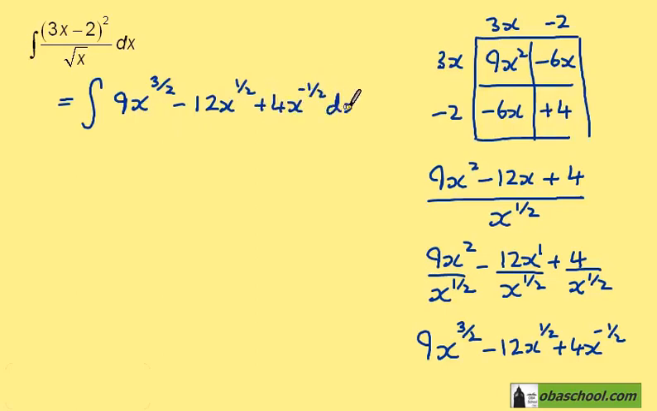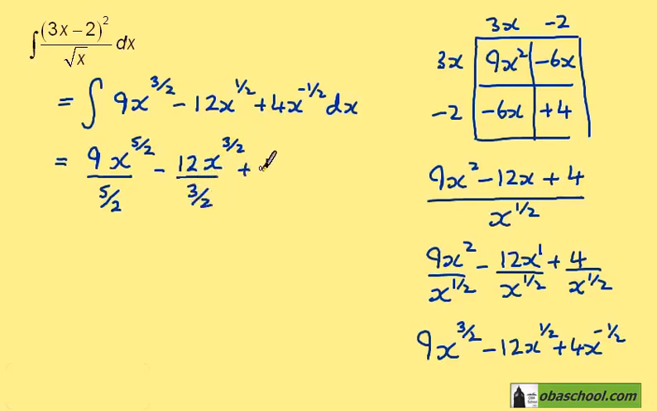We take each term in turn. So increase the power by 1 and divide by the new power. Write down the 12, increase the power by 1, and divide by the new power. And once again, write down the 4, increase the power by 1, and divide by the new power.